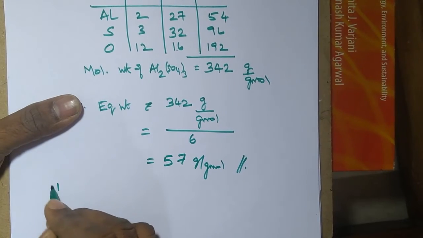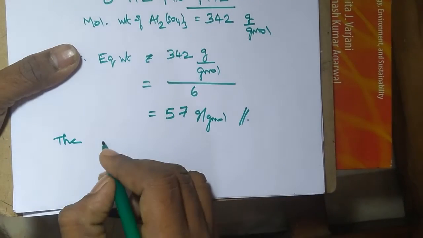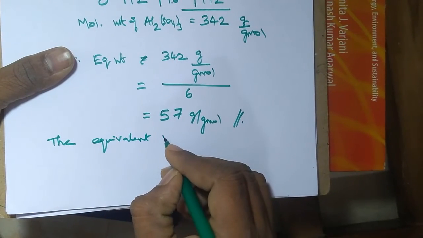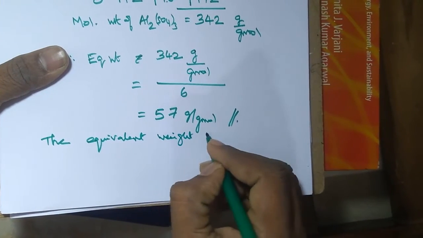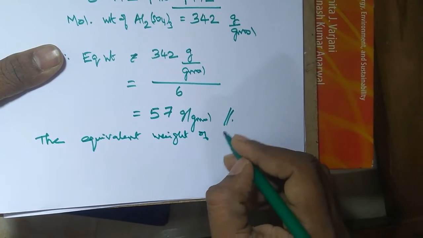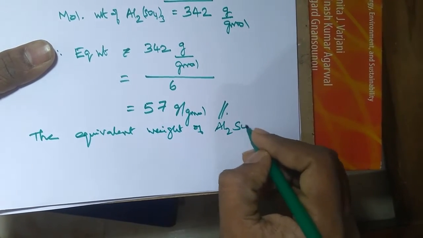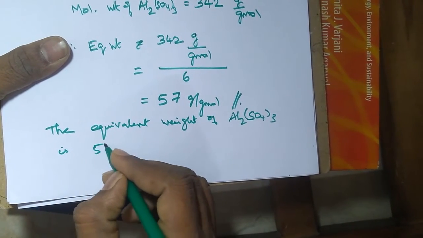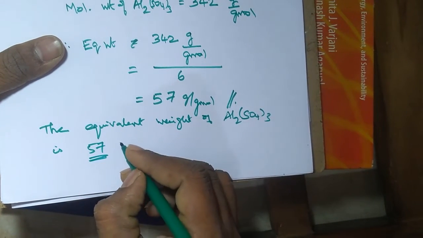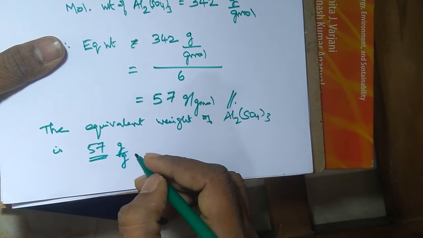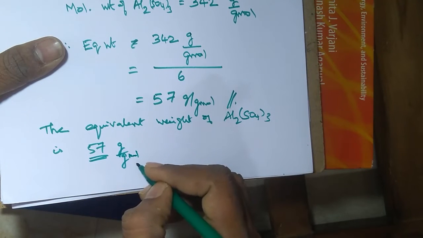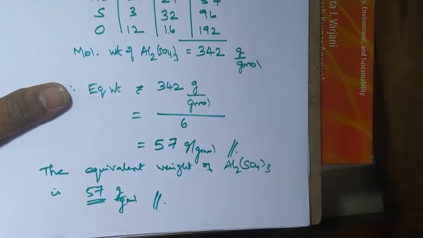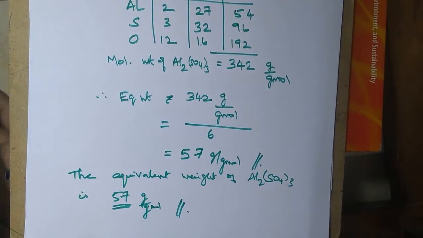So we can write it in a sentence. Please write it in the sentence. What is the question? What is the equivalent weight of Al2(SO4)3? So the answer should be: the equivalent weight of Al2(SO4)3 is 57 grams per gram mole. That is the required answer. 57 grams per gram mole is the required answer.